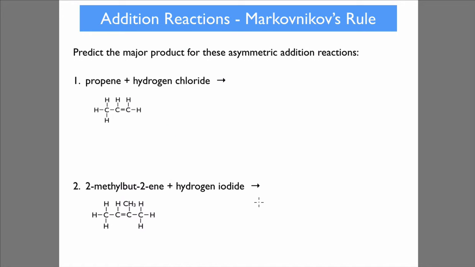Okay, let's see if you can predict the major product for these asymmetric addition reactions. You can press pause, have a think, and see what you get. Okay, if you've got 2-chloropropane and 2-iodo-2-methylbutane, you would be correct.